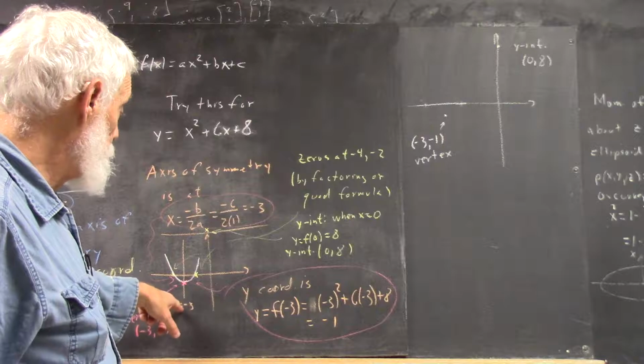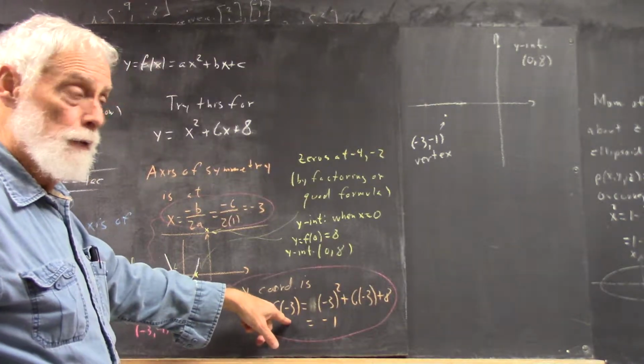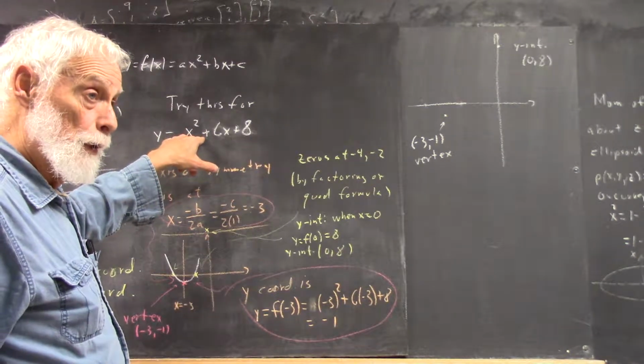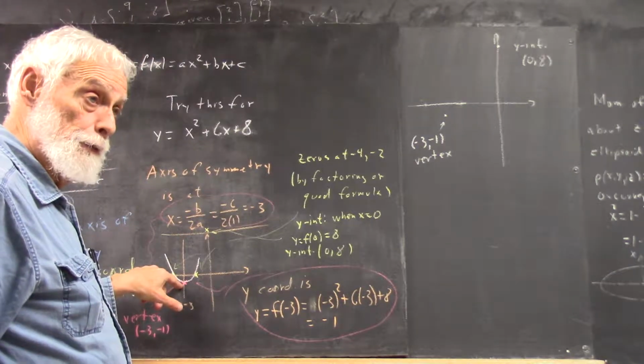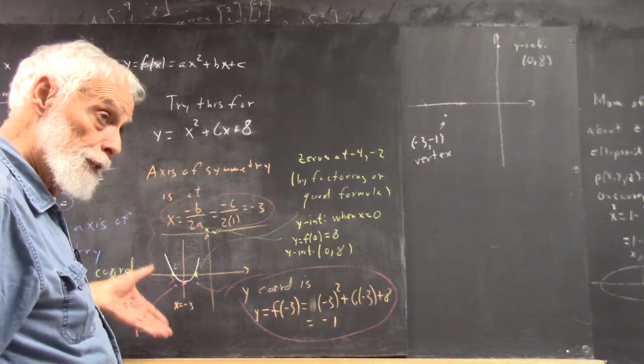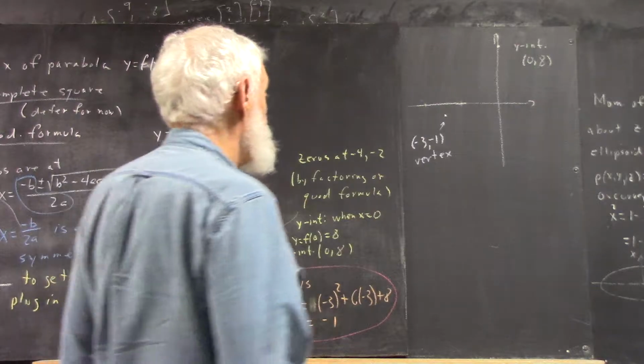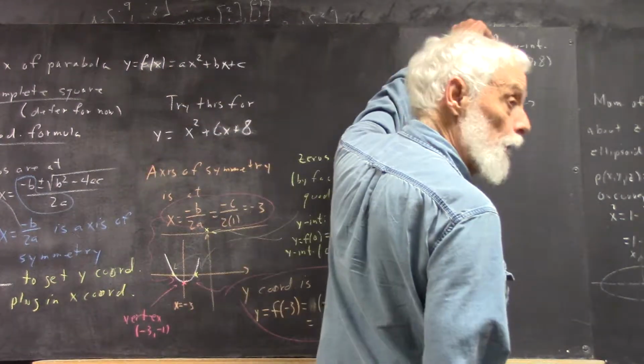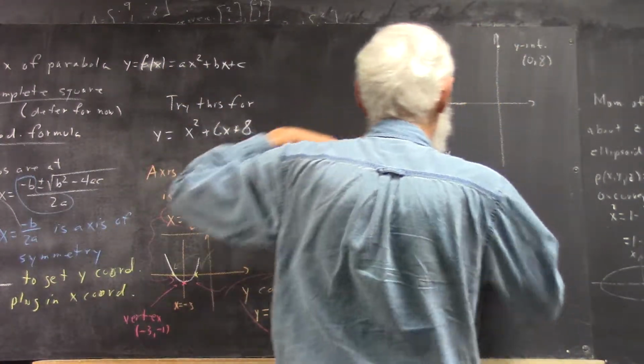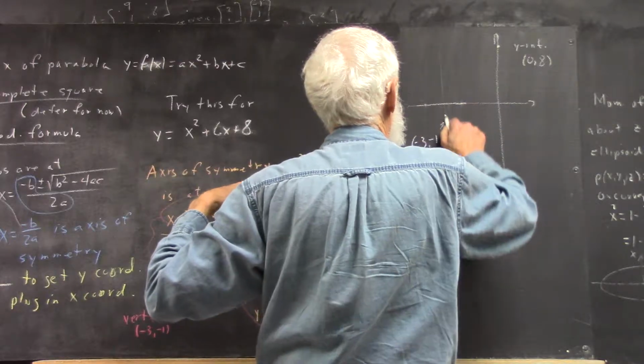So at x equals negative 3, we plug that into the function, and we get y equals negative 1, so that's our vertex, because our vertex is on the axis of symmetry. Okay, so here's our vertex, and here's our y-intercept, right? And it's a parabola. And here's our axis of symmetry while we're at it.